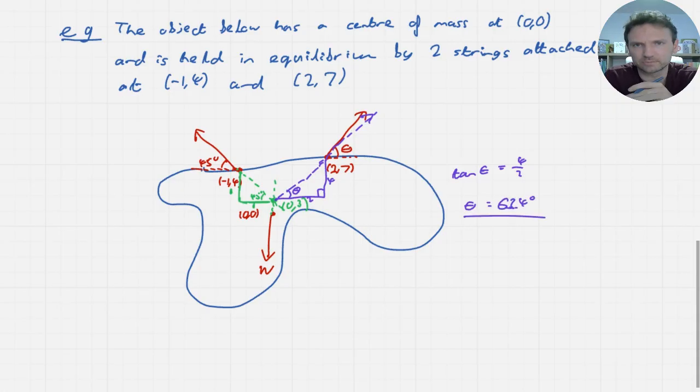This isn't a theorem that comes up loads, but if you get a question with an unknown angle like this and you've got three forces, sometimes it can make your life an awful lot easier than any other options you've got available to you. Thank you very much.